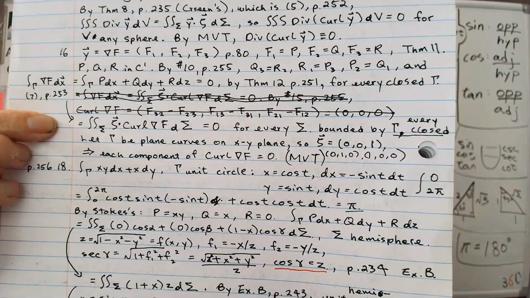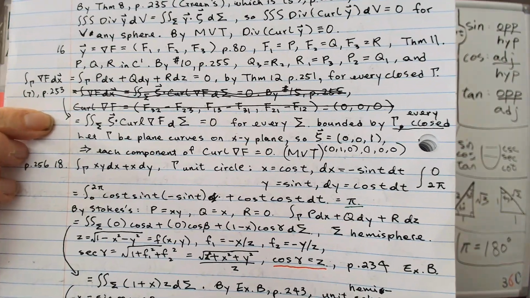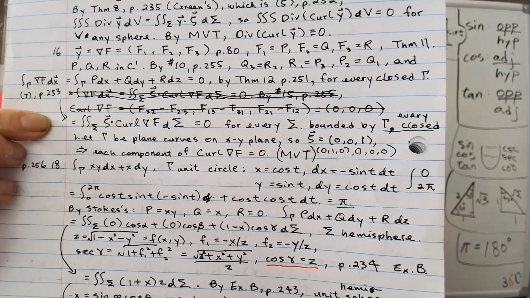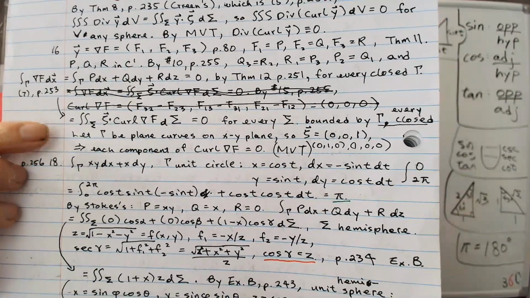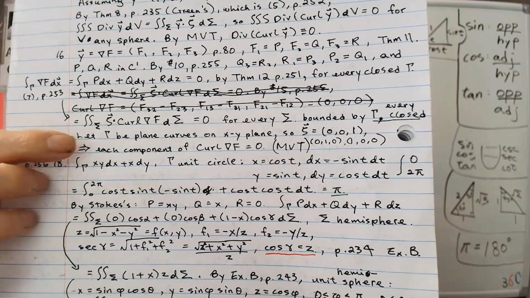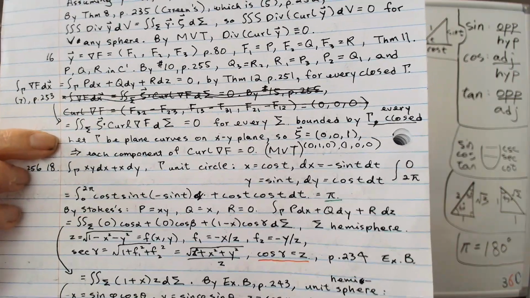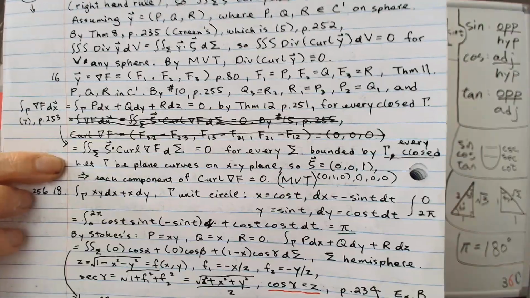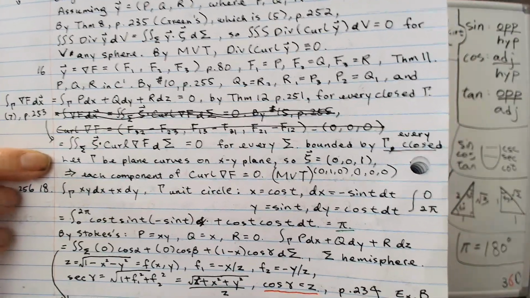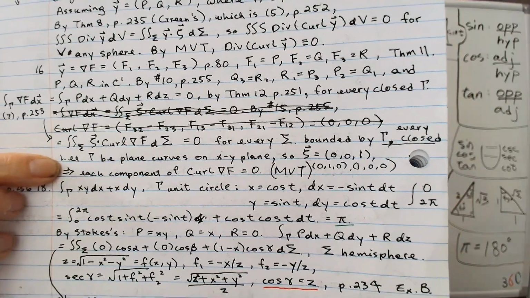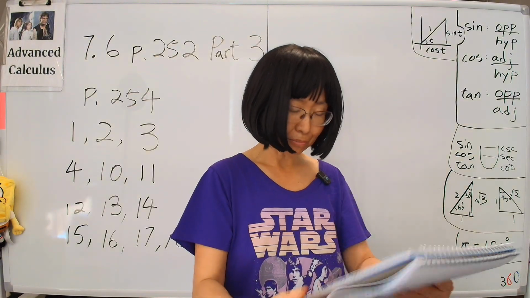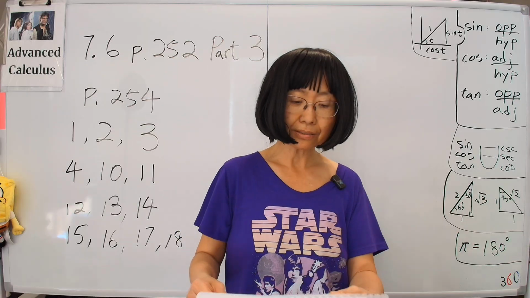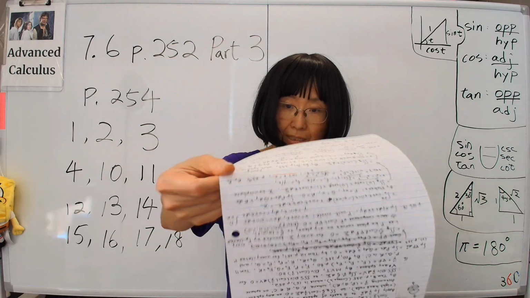That means the double integral of theta dot curl grad f is going to be 0 for every sigma that's bounded by every closed gamma, basically. So then we can use the MVT: if we let theta be one of the unit vectors, that will show each component of curl grad f is equal to 0, and therefore it is 0. That's about it for problem 16. So next, let's look at problem 17.